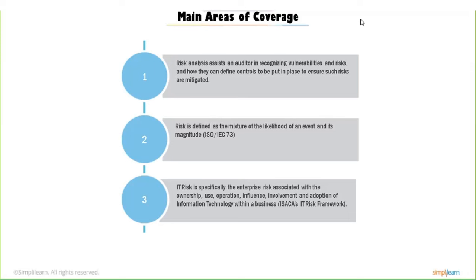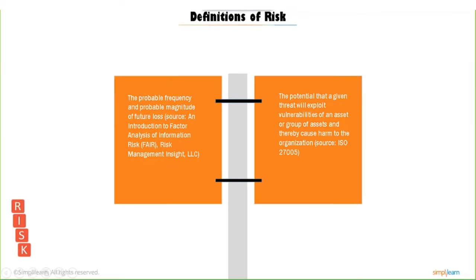Risk is a mixture, or a product, of the likelihood of an event and its magnitude. So what is IT risk? Specifically, it is the enterprise risk associated with the ownership, use, operation, influence, and adoption of information technology within a business. This is basically what we call IT risk. So these are the definitions of risk. You can get the probable frequency and probable magnitude of future loss: the frequency, when it can happen, and what the magnitude of the loss will be. Simple thing.